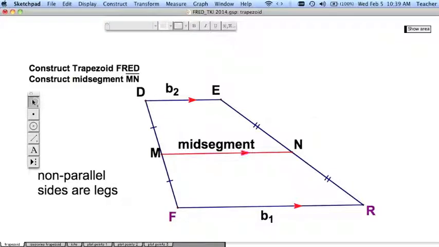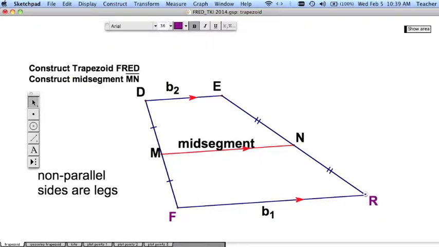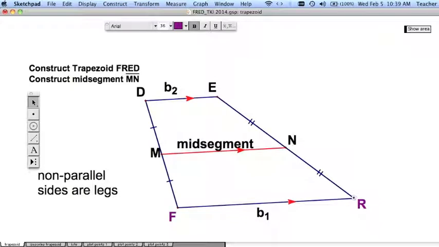Now we could prove this. One way we could prove it is by drawing this diagonal. We could split the figure into two triangles, and that mid-segment would be composed of two mid-segments of two triangles. But we're not going to do that today. We'll save that for a book exercise. Right here, instead, we're going to do something more interesting.